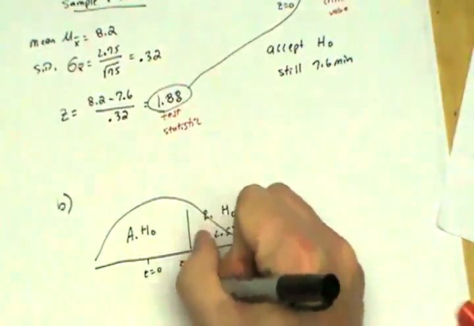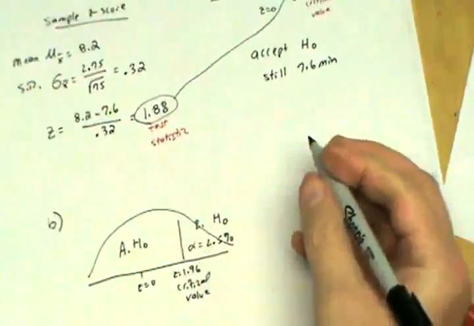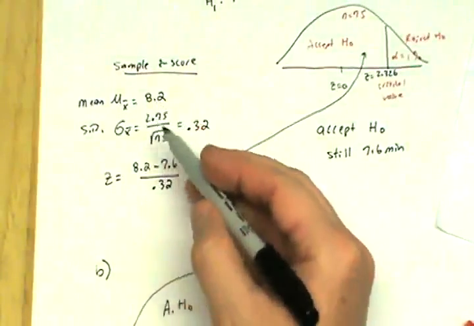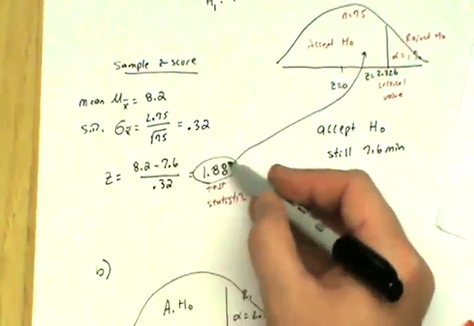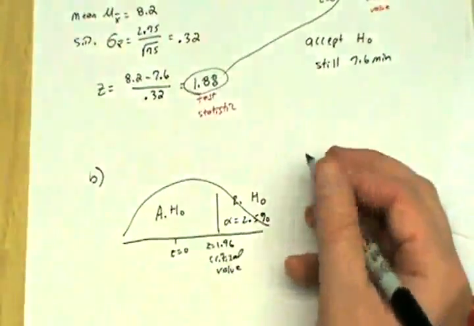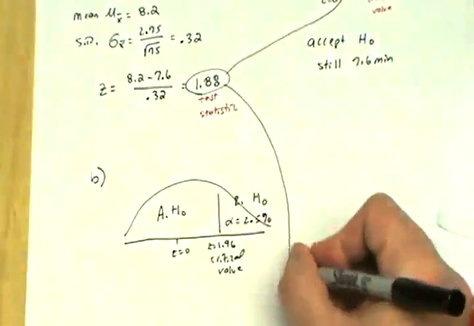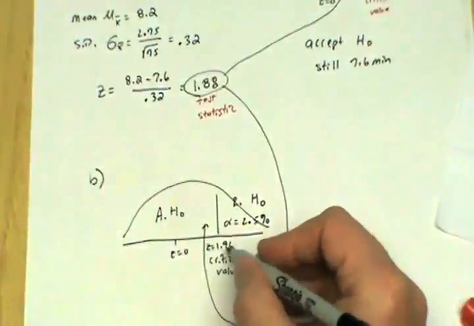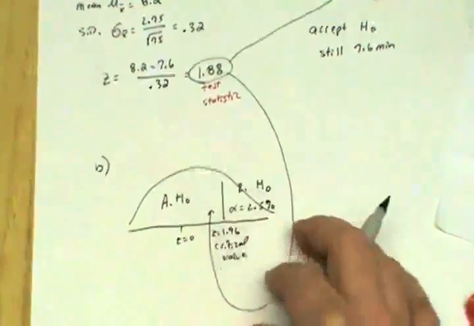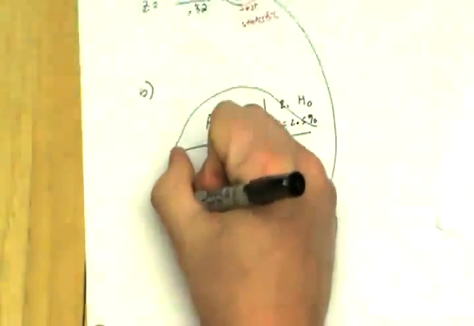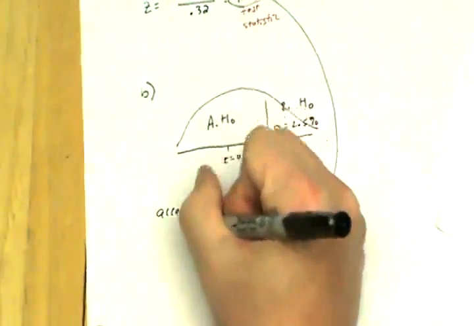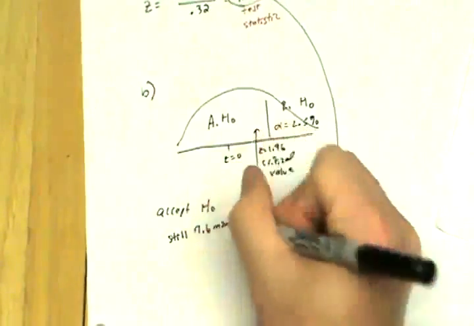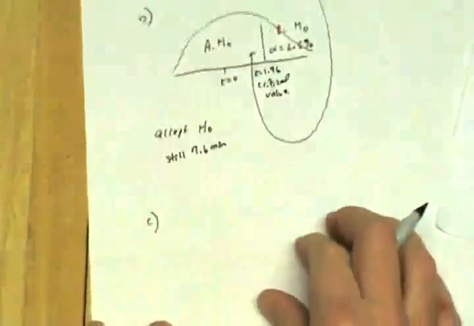Now our test statistic doesn't change because this is still our sample mean and standard deviation, and this is still the z-score. That doesn't change. But now where does 1.88 lie? And you're going to say 1.88 lies still left of 1.96. Think of this as a number line, which is still in the acceptance region. So we're going to say we accept HO. And so we're going to say it's still 7.6 minutes.